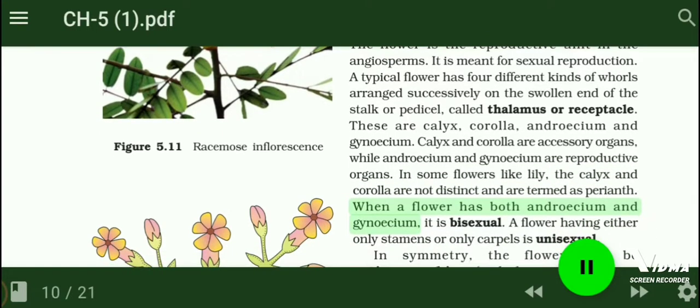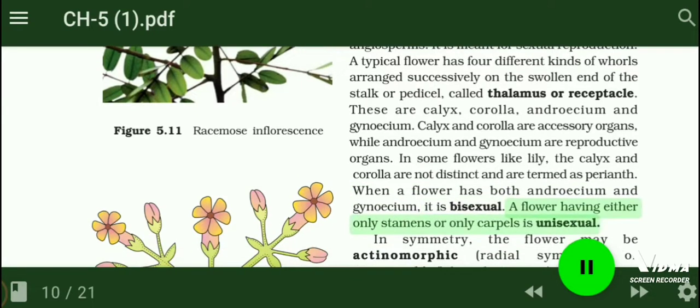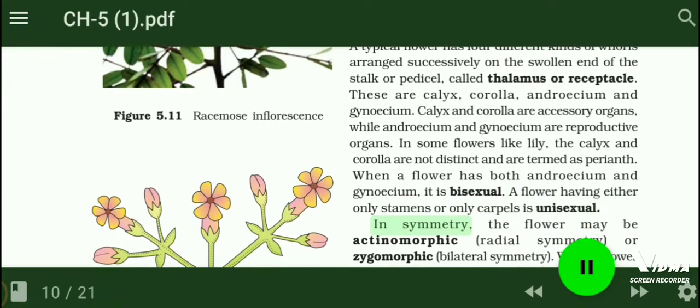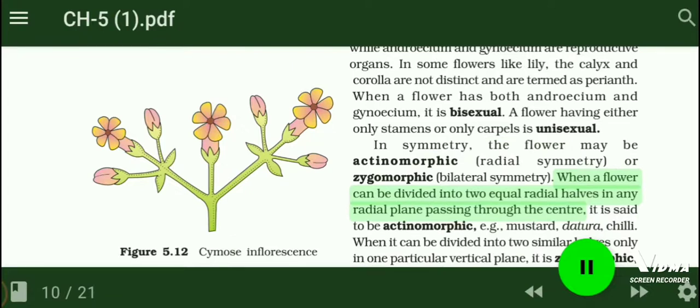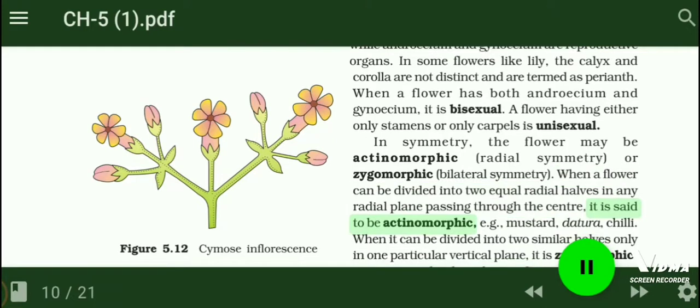When a flower has both androecium and gynoecium, it is bisexual. A flower having either only stamens or only carpels is unisexual. In symmetry, the flower may be actinomorphic, radial symmetry, or zygomorphic, bilateral symmetry. When a flower can be divided into two equal radial halves in any radial plane passing through the center, it is said to be actinomorphic, e.g., mustard, datura, chili.